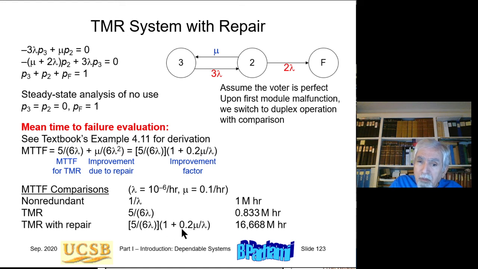How much more? Well, 1 plus 0.2 times mu over lambda. Remember, we said that mu over lambda is a large number. It can be 10,000, it can be 100,000. So mean time to failure will be improved significantly. In this example, I've taken mu to be 0.1 per hour. It's rather pessimistic, meaning on average it takes 10 hours to do a repair. And instead of about 1 million hours, it becomes 16,000 million hours or 16 billion hours. It's really significantly improved.